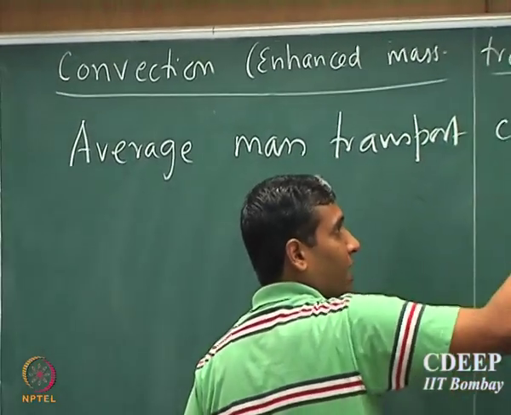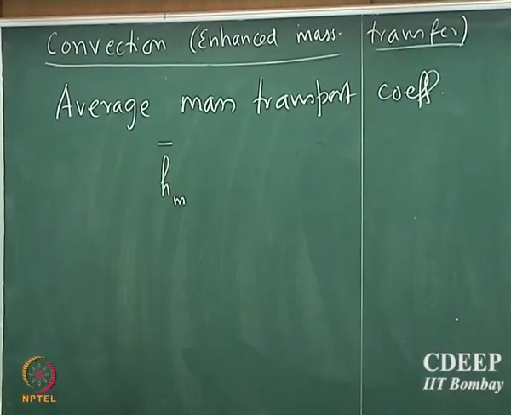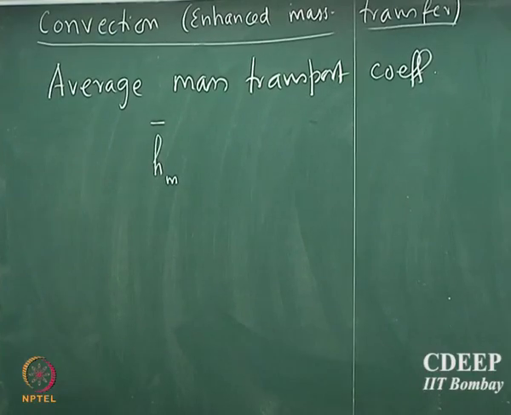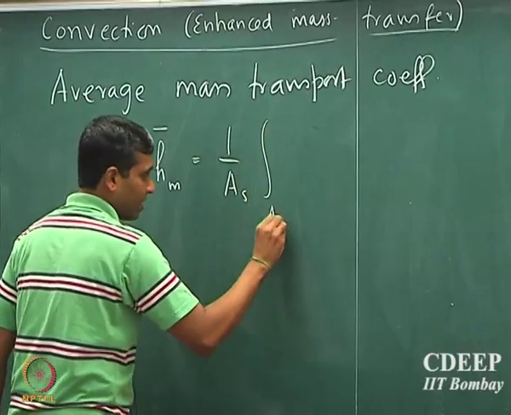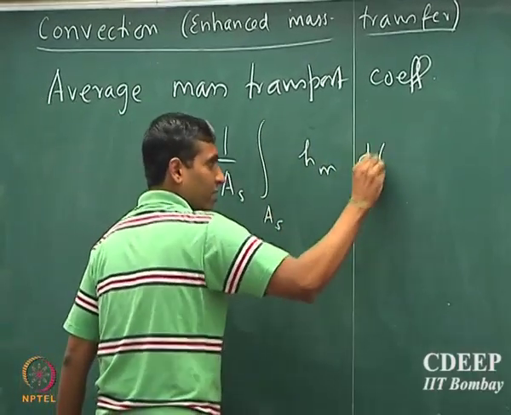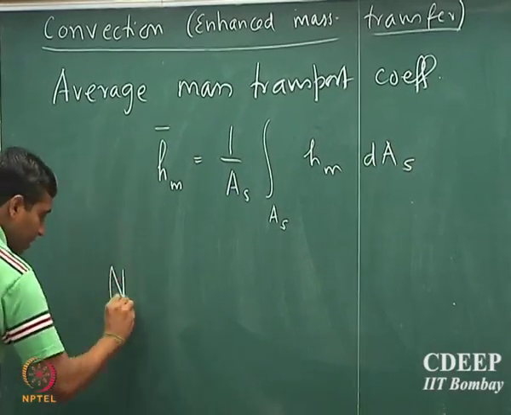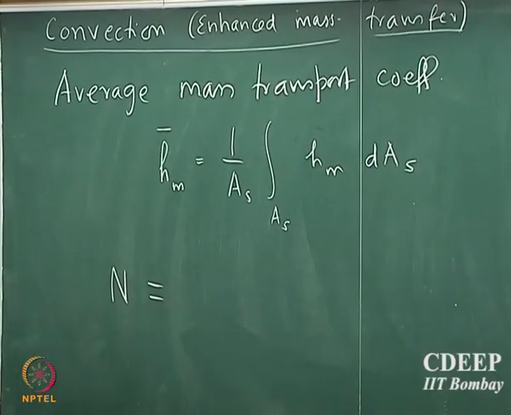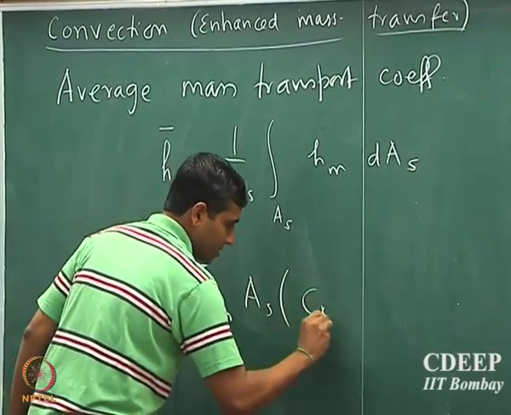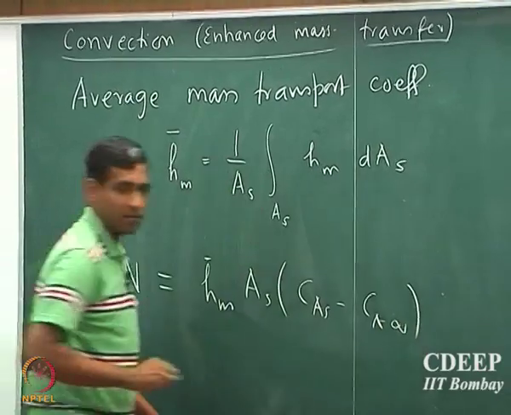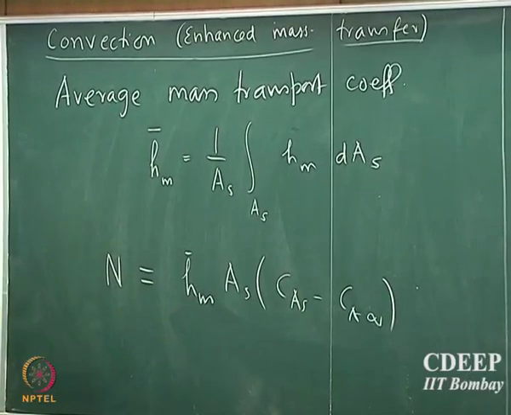You can define an average mass transport coefficient, Hm bar, which is the average mass transport coefficient averaged over the whole surface area. So that will be 1 by As integral over the surface into dAs. Using the average mass transport coefficient, we can now define the net mass transport rate as Hm bar into As into the driving force. So that's the net mass transport rate based on the average mass transport coefficient.